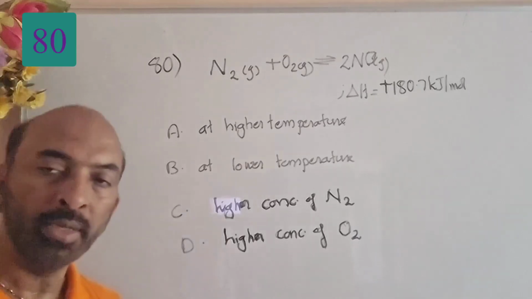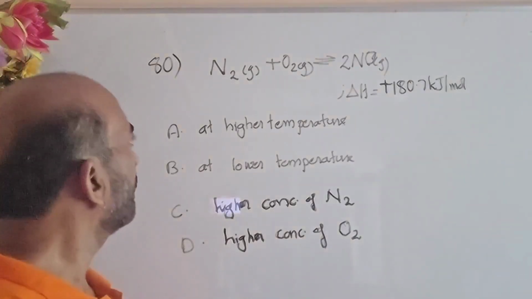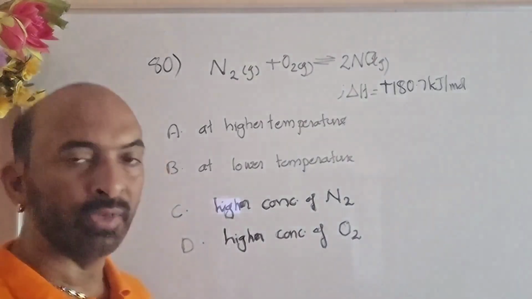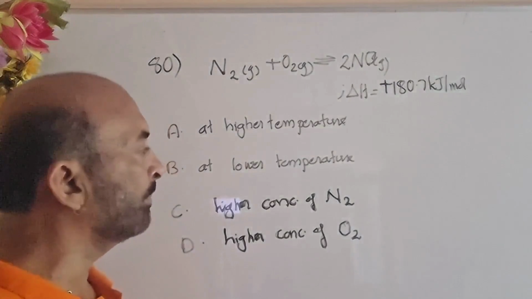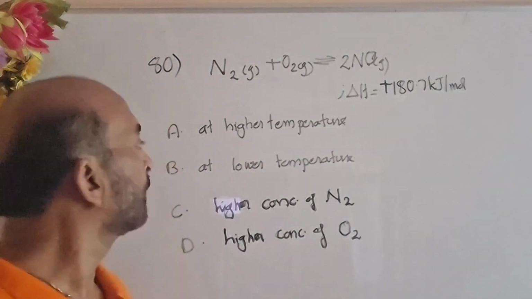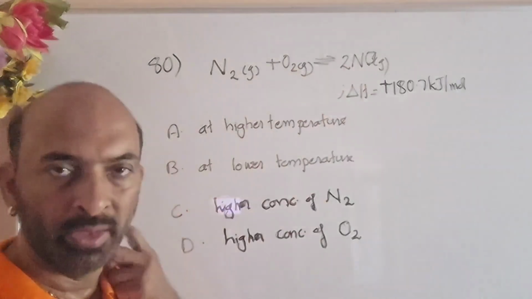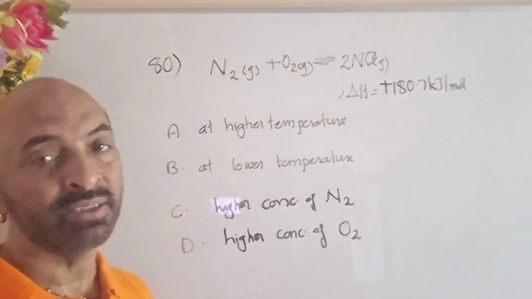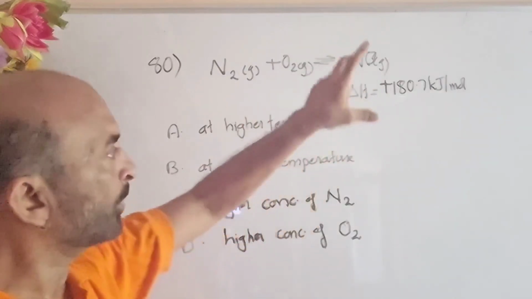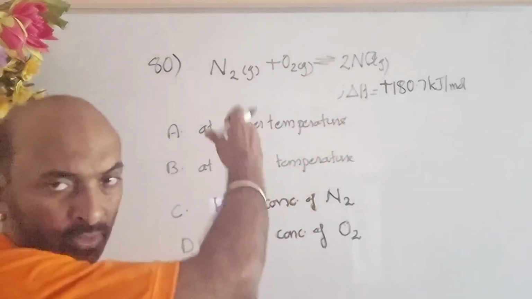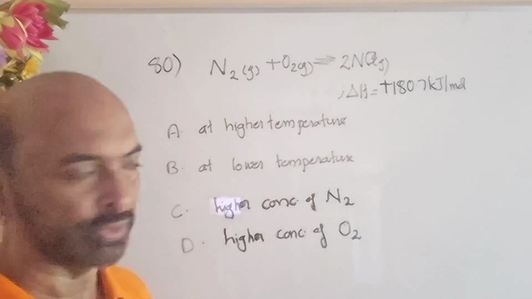The next question is from equilibrium. Question number 80. N2 gas plus O2 gas reversibly giving NO gas; delta H is plus 180.7 kilojoule per mole. See, here the product formation NO can be enhanced by... That's the implication of the question. I haven't written that here. You have to produce more NO, and which of the following conditions would favor the production of NO? That's the implication of the question.